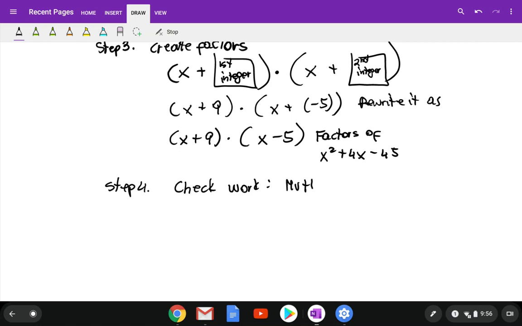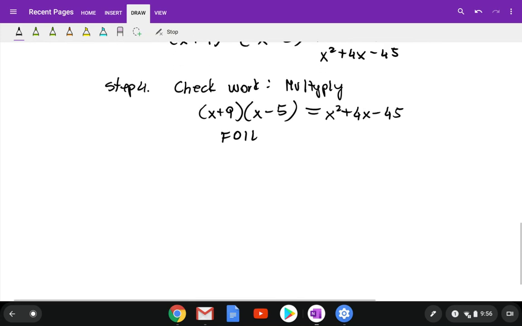Multiply x plus 9 times x minus 5. What you will need to do is FOIL and check if that gives you the original, which was x squared plus 4x minus 45. I'm going to leave that for you to check.